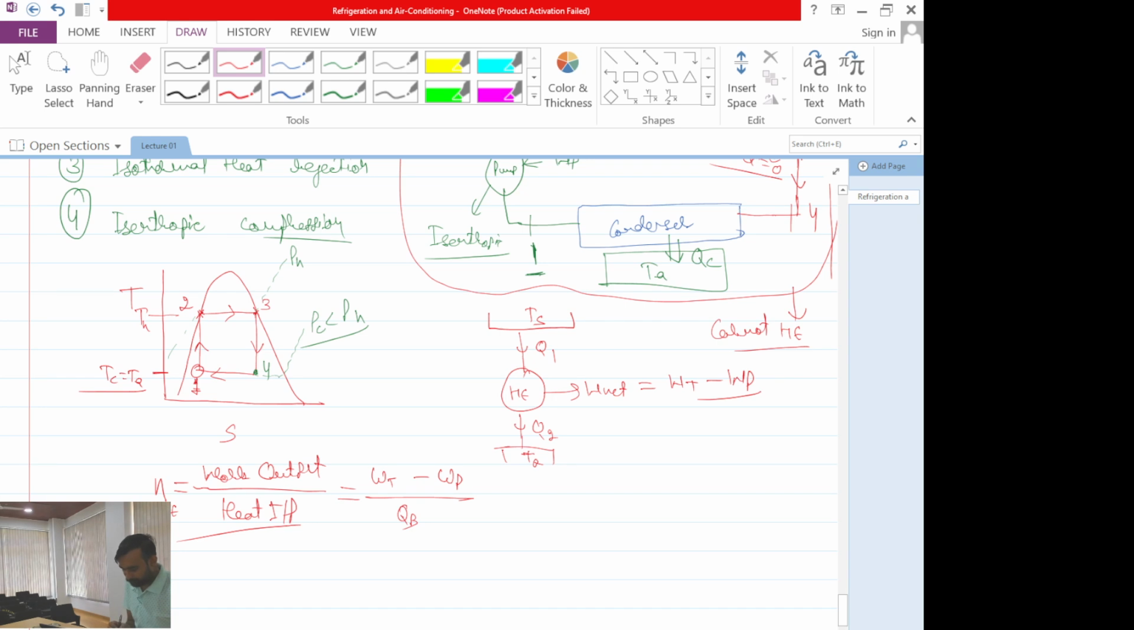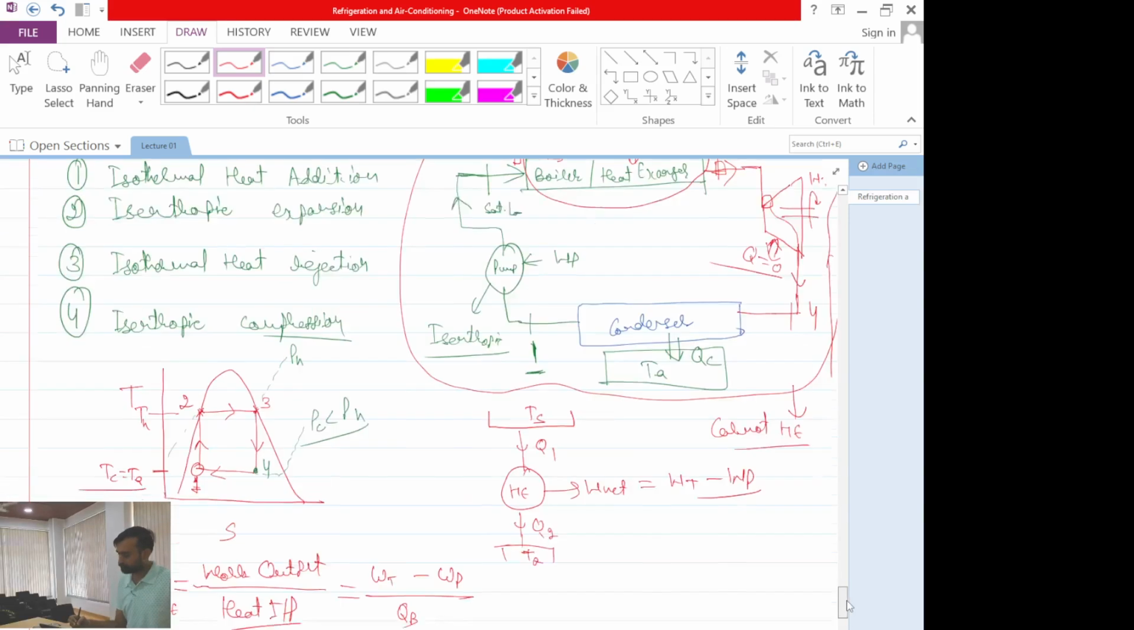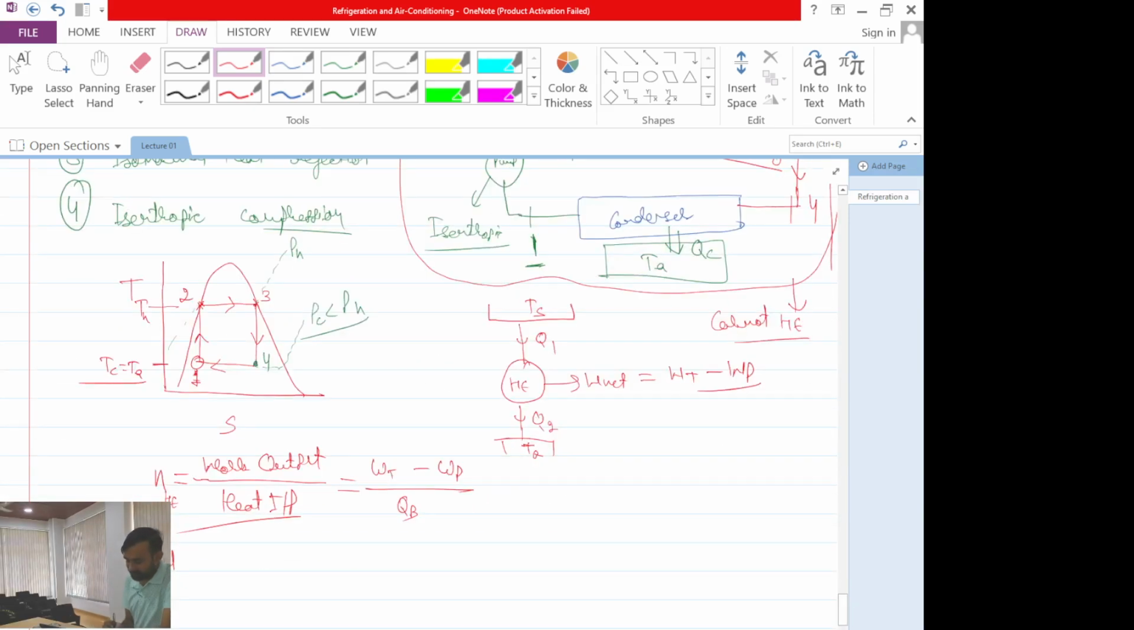Turbine process is 3 to 4. What is this process? It is a steady flow process. Is it a steady flow process? Tell me. Isentropic turbine: whatever working fluid is coming at the inlet, the same working fluid is going out at the outlet, so it is nothing but a steady flow process. For steady flow process, I have to apply the steady flow energy equation. What is that?